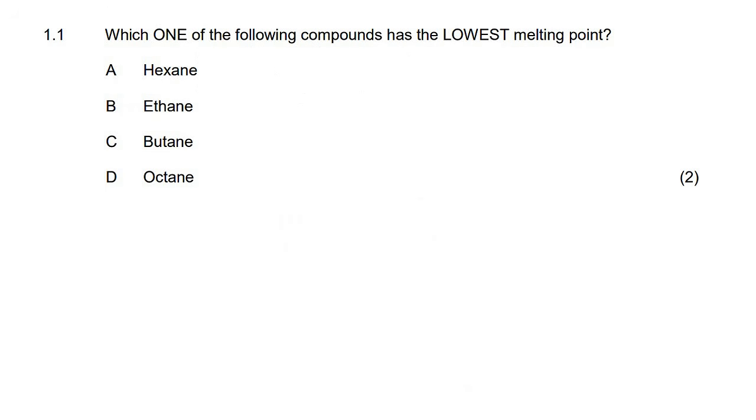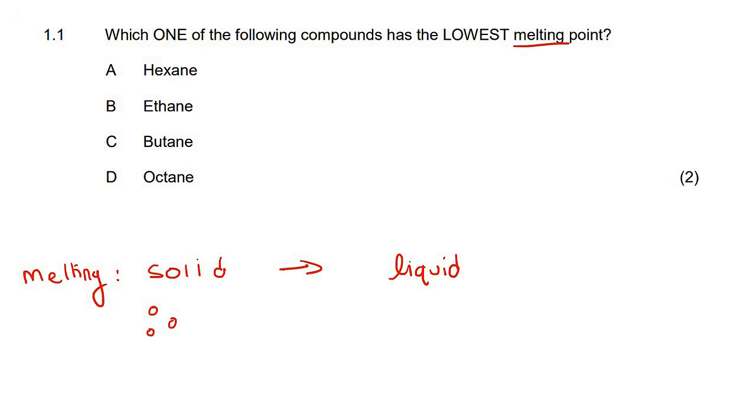Awesome, let's get started. Which one of the following compounds has the lowest melting point? Okay, so now let's talk about melting. Melting is when you go from a solid to a liquid. If you look at things in the solid phase, are the particles close together or far apart compared with a liquid? Well, they're closer together. So this is what things would look like in the solid phase. In the liquid phase, they would be more apart.